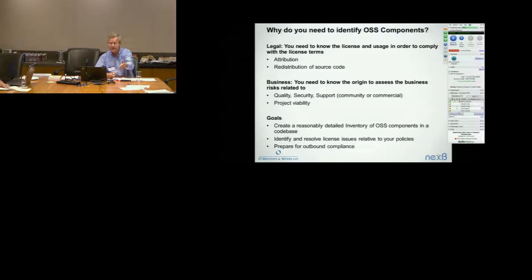And the last mile is compliance. And when it comes to open source, it's essentially attribution, providing credit notices, and in some cases, redistribution of the source code, primarily for what we call copyleft licenses.